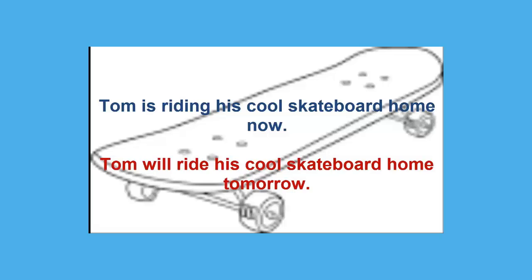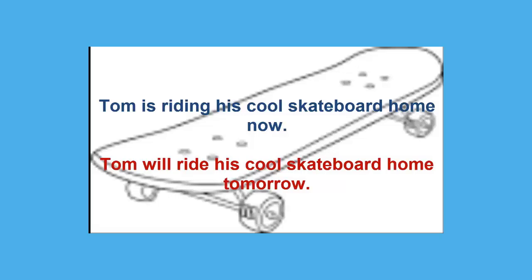Okay, the first sentence is in present tense because it's occurring right now. Tom is riding his cool skateboard home now. The verb in that sentence is what we call a compound verb because it's made up of two parts. The verb is is riding. Two parts to that verb.